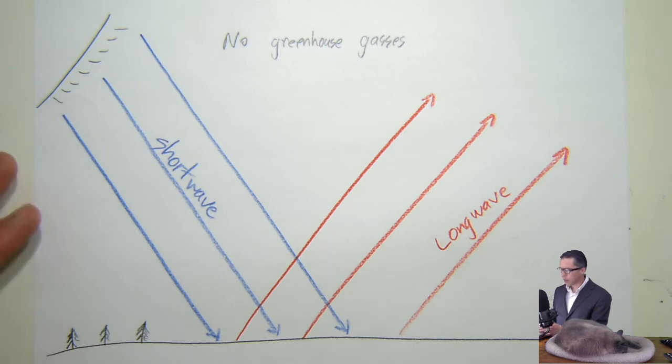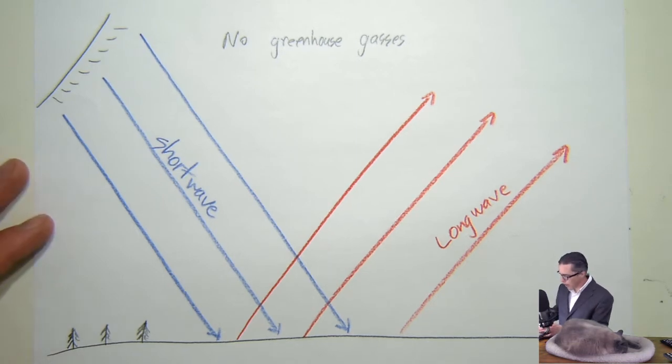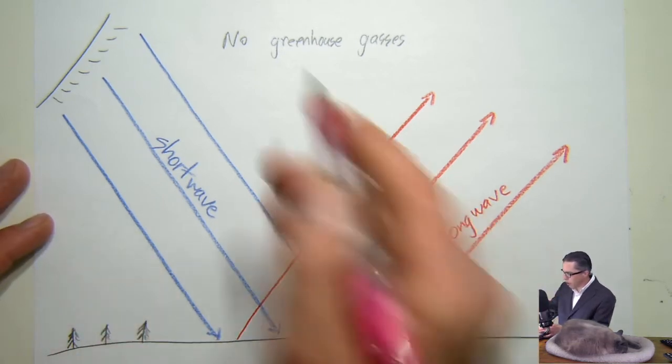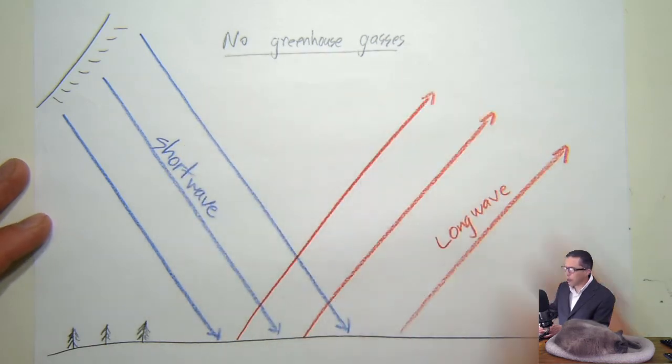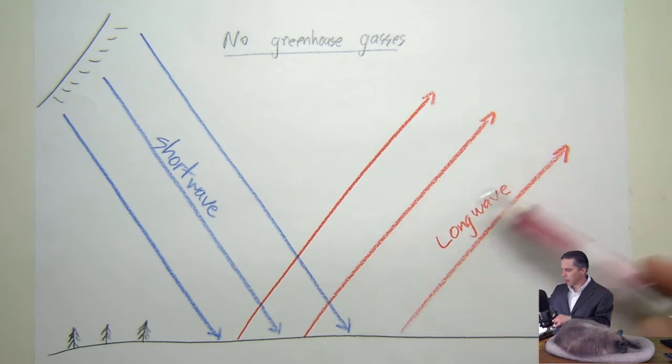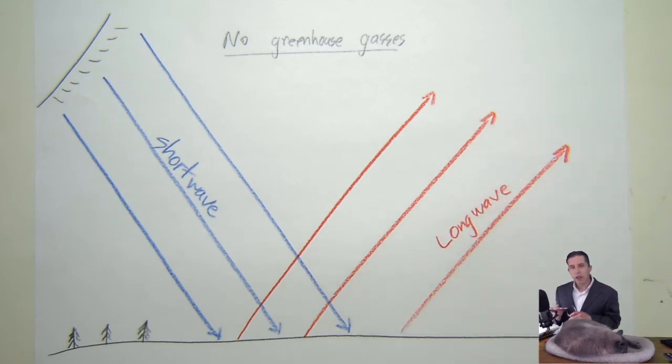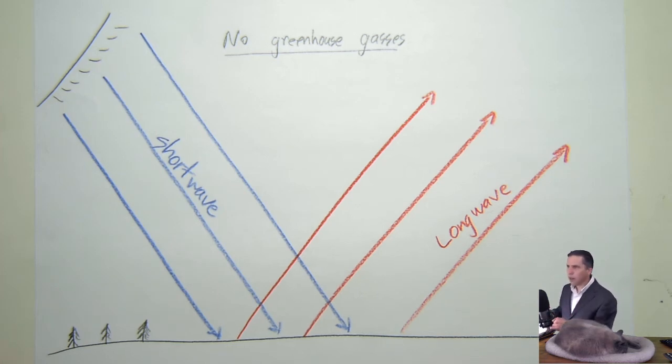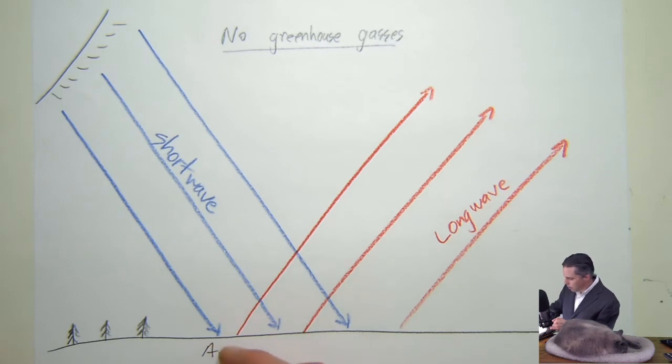Okay, so let's return back to this diagram that we just drew. And what we have drawn here is a scenario on a planet that has no greenhouse gases. So let's just say our atmosphere was oxygen, nitrogen. We have no greenhouse gases, or maybe no atmosphere at all. Shortwave radiation comes in, hits the ground, goes back out into space as longwave radiation.